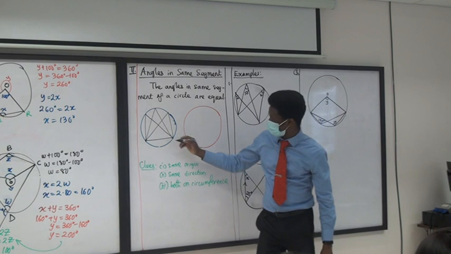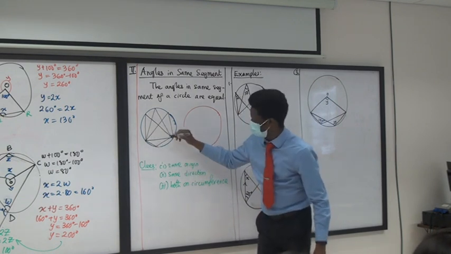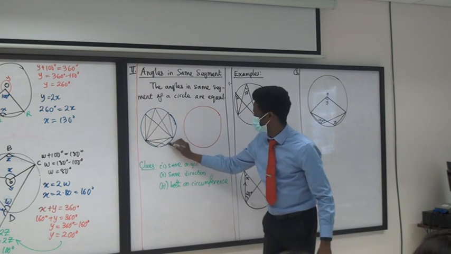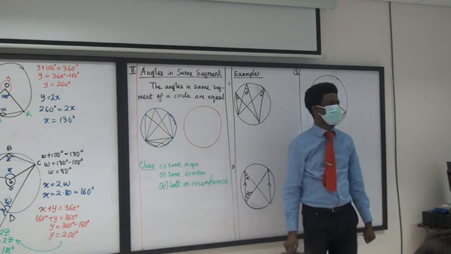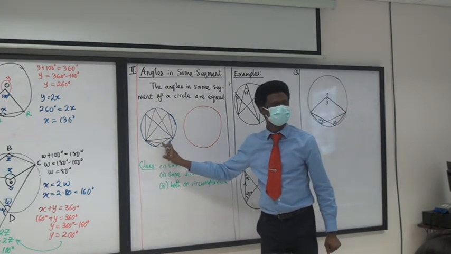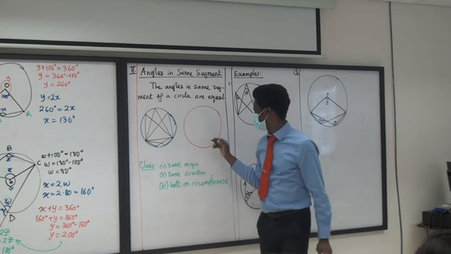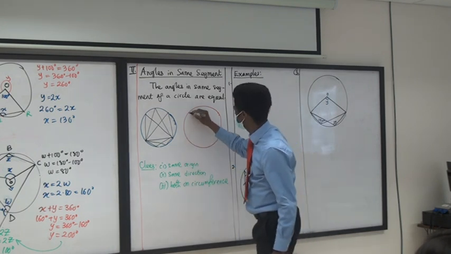Okay? If I come down, this is a different segment, right? And I join this to this. These two must also be the same value. But usually you won't see this line. Okay? Usually you won't see that line. So usually this is what you see.